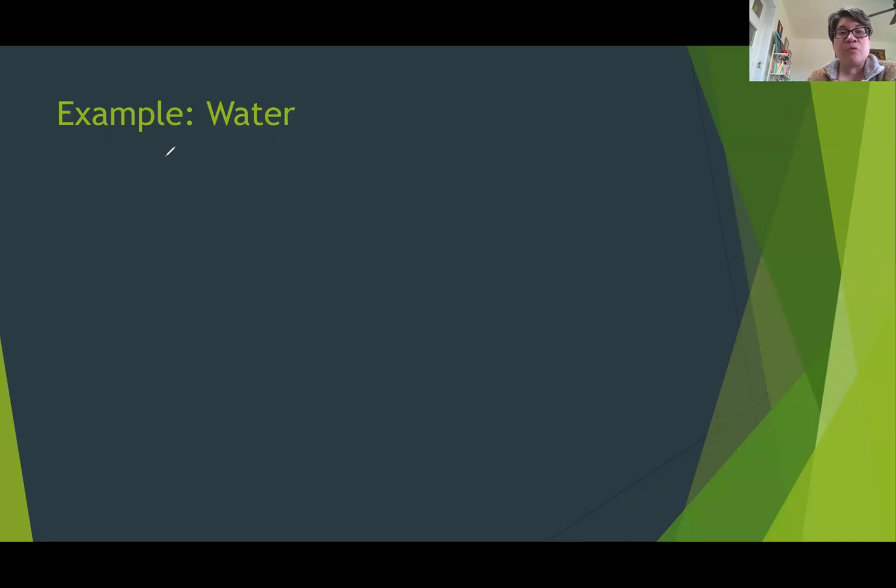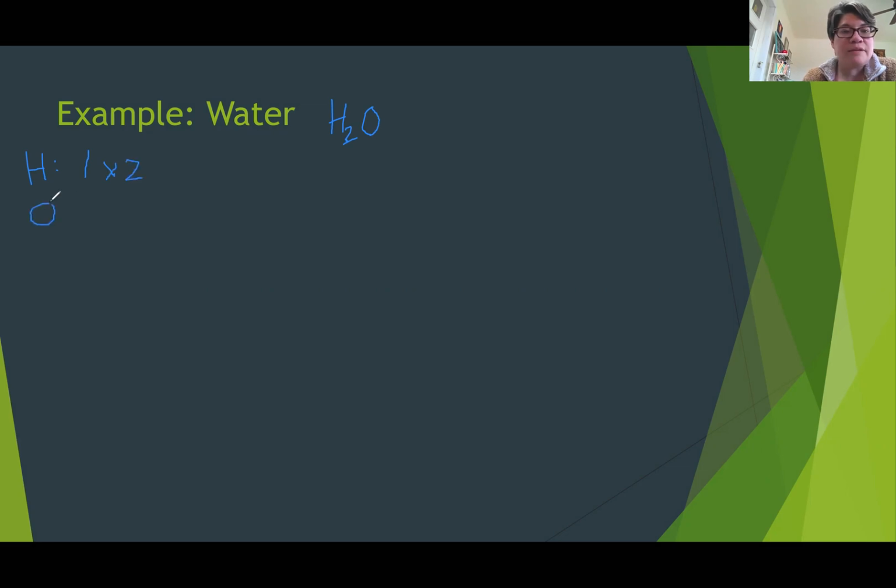Okay, so the first step is we count up how many valence electrons there are. Let's review our formula. We can write our formula here as H2O. Each hydrogen has one valence electron, and there's two of them. Oxygen has 6 valence electrons, because it's in that 16th group, and that's going to add up to 8. So we have 8 electrons to distribute.